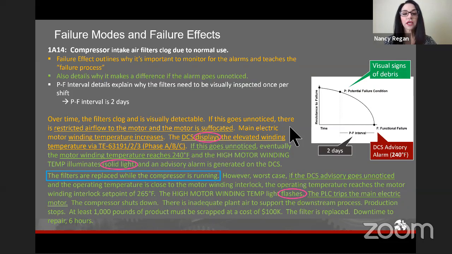Okay, so Karen Kumar asked, how did you conclude 2 days P2F interval for this example? I asked my equipment experts, because they know the operating environment. They know how long it's going to take from the point that debris starts to get collected in there to the point that it gets collected so much that my winding temperature is going to increase. That's why our people are our most valuable asset.